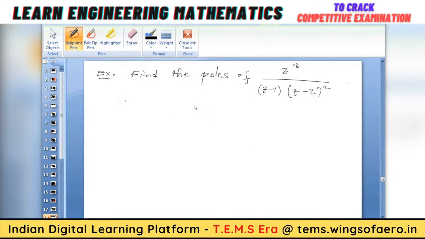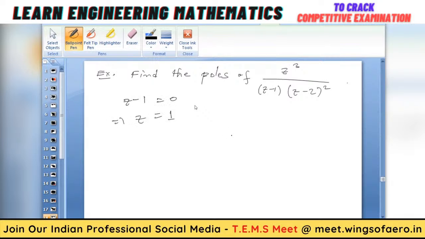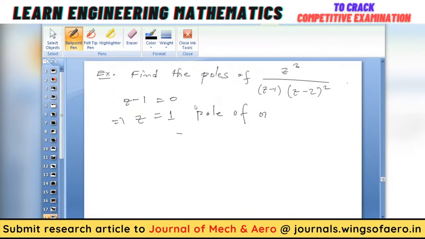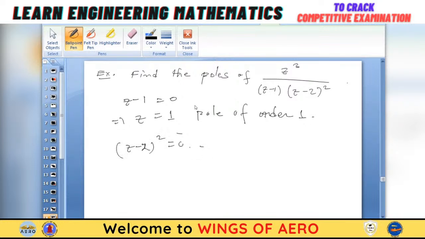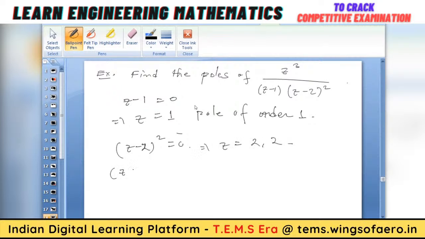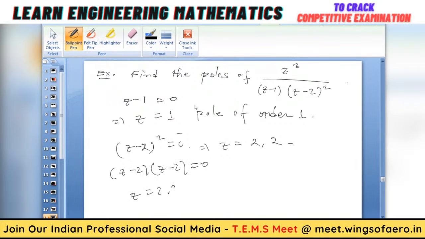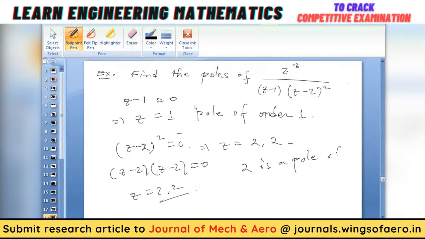If I put z minus 1 equal to 0, it becomes z equal to 1. Z equal to 1 is a pole of order 1. Now z minus 2 whole square is equal to 0. It becomes z equal to 2, 2, from z minus 2 into z minus 2. So z equal to 2 comma 2 means 2 is a pole of order 2.